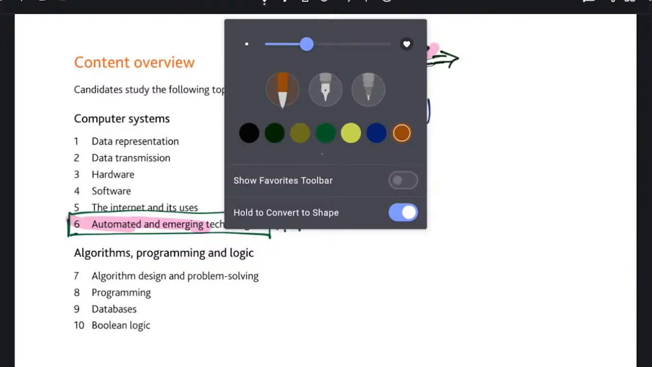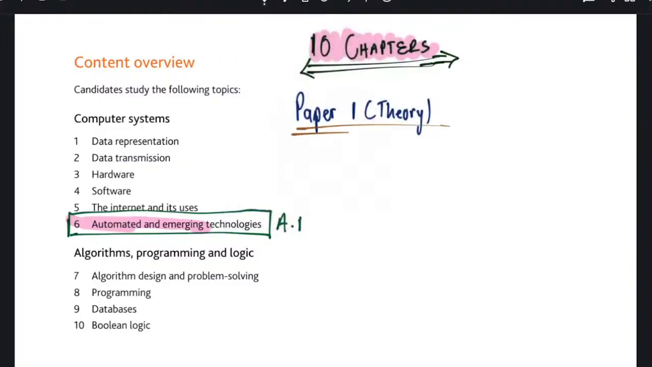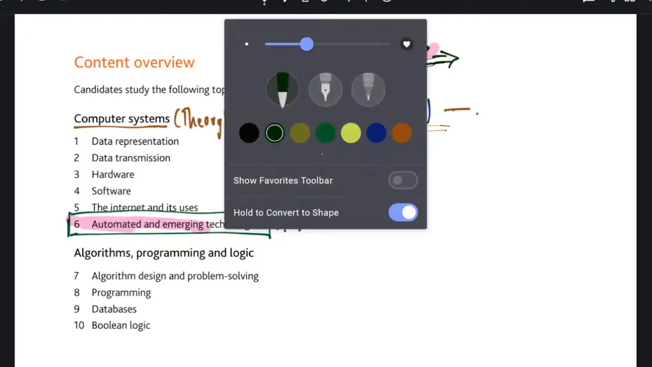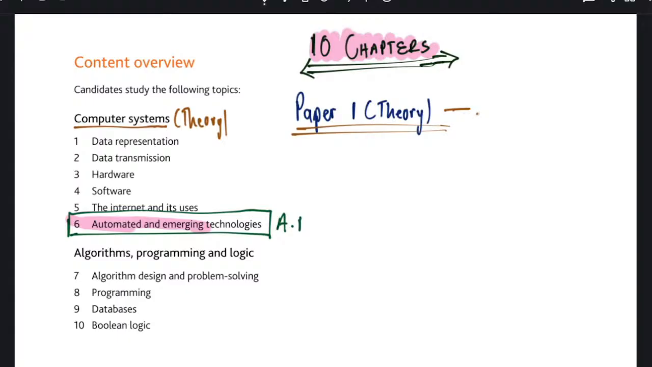Topic 1 to 6 would be the theory, the theory paper, which is called computer systems. Computer systems just is the theory paper. So this will be your theory paper, topic 1 to 6. It covers topics 1 to 6. So if we're good at topics 1 to 6, we should be able to do the theory paper, paper one.